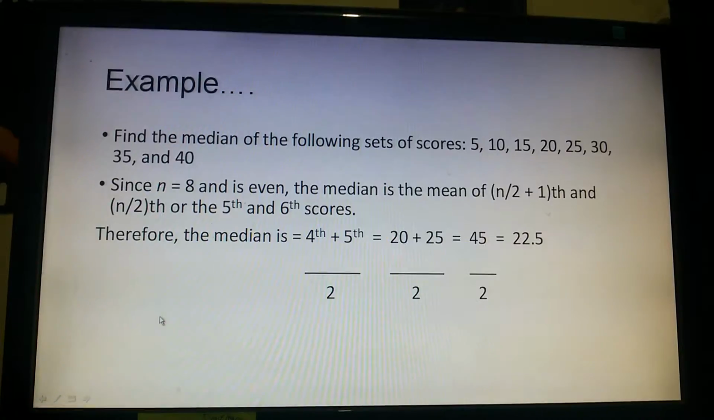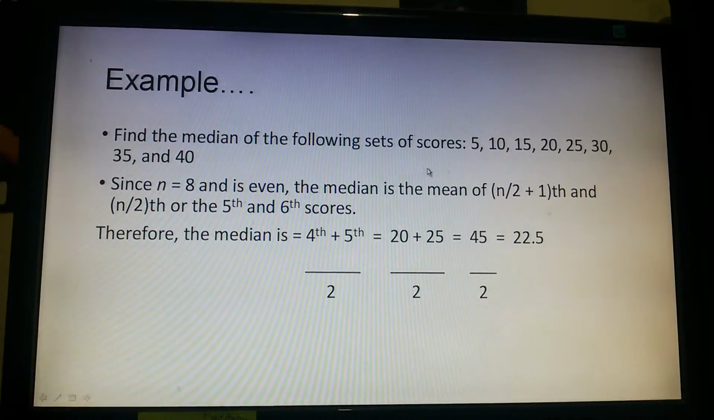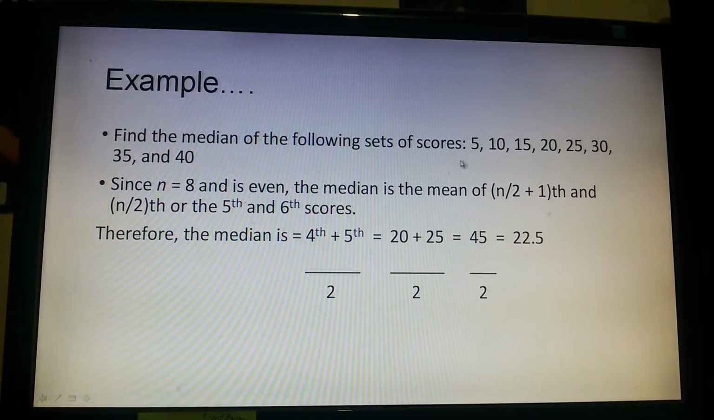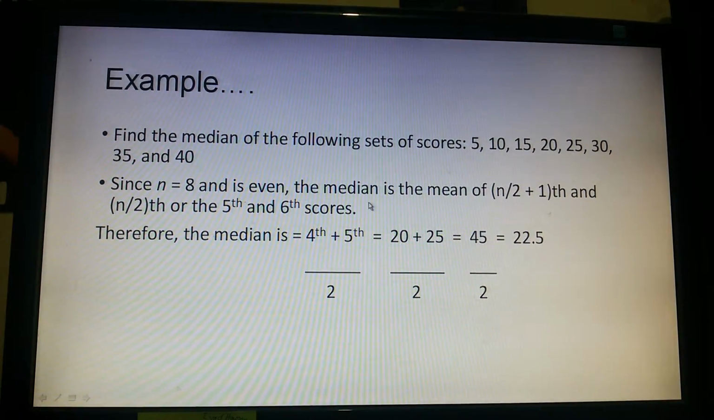And for my example, again we have 5, 10, 15, 20, 25, 30, 35, and 40. As you can see, I have already arranged them according to their number, least to greatest. Since they are 1, 2, 3, 4, 5, 6, 7, 8, n is equal to 8 and it is even.